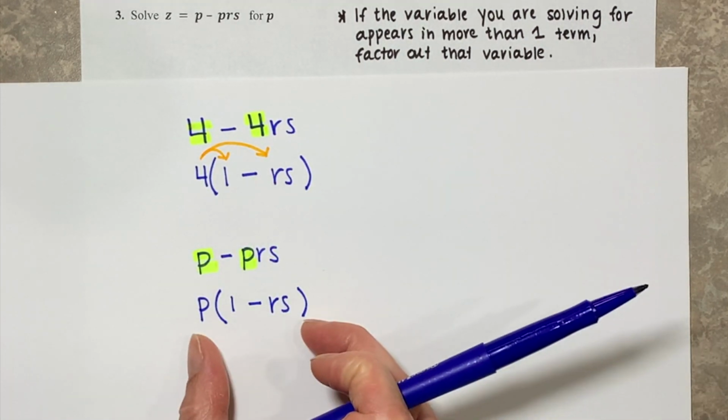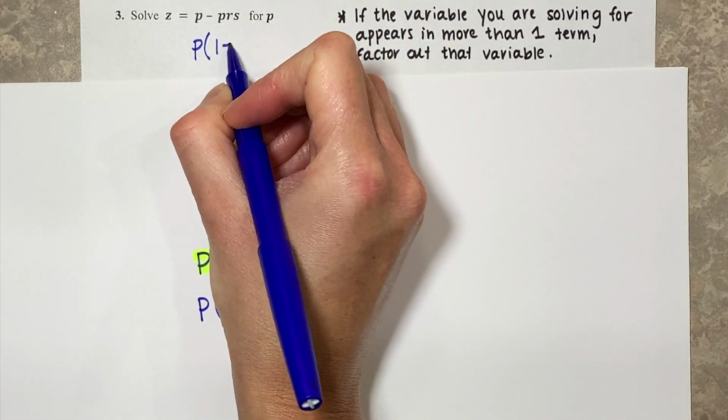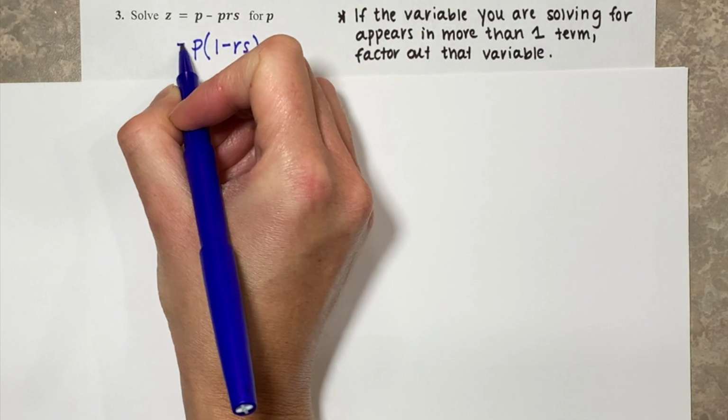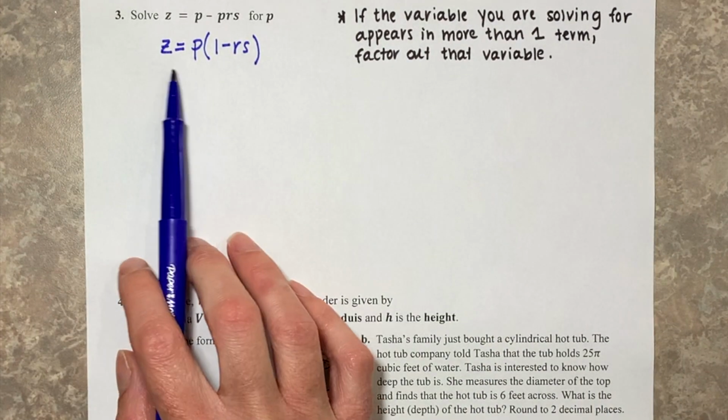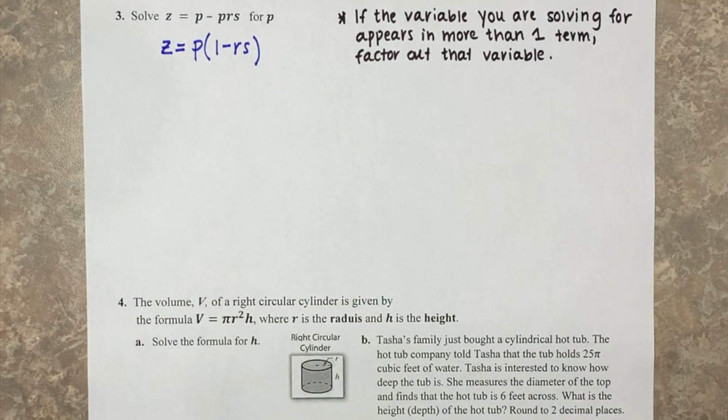So I'm just going to copy the factored form right here: P times 1 minus rs. And then we'll just bring down the z. So this is equivalent. We could get back to the original problem by just distributing the p. Now, why does that help?